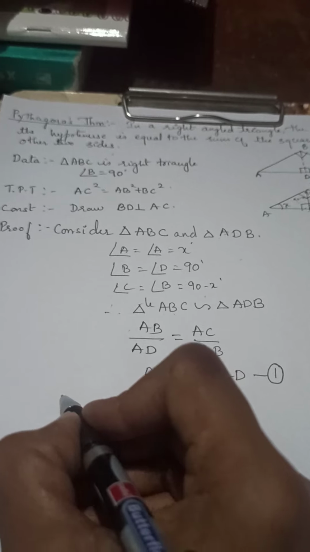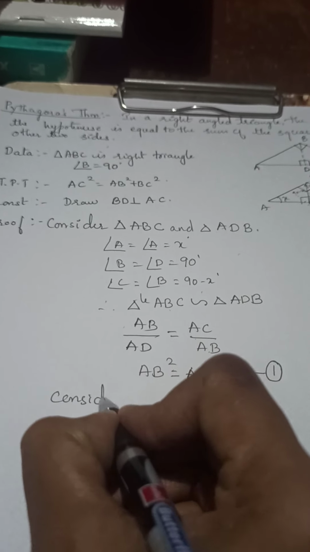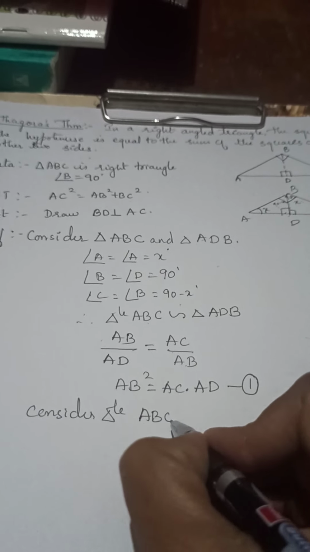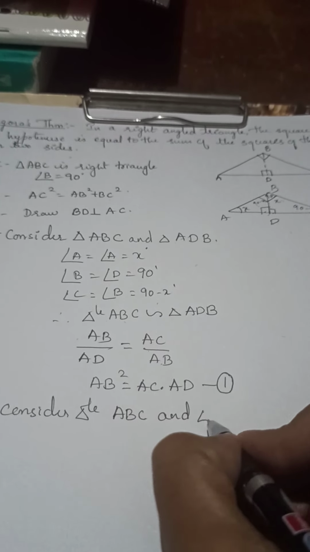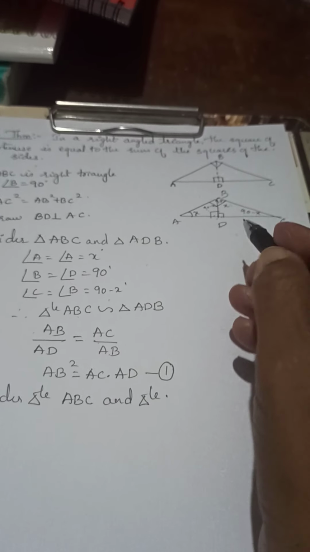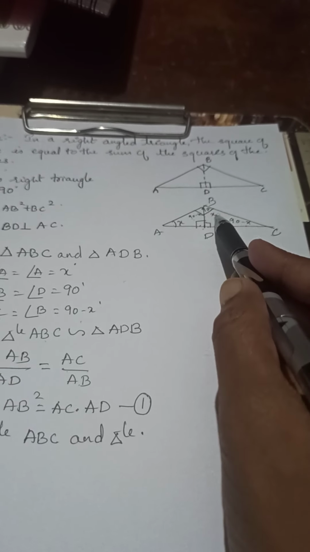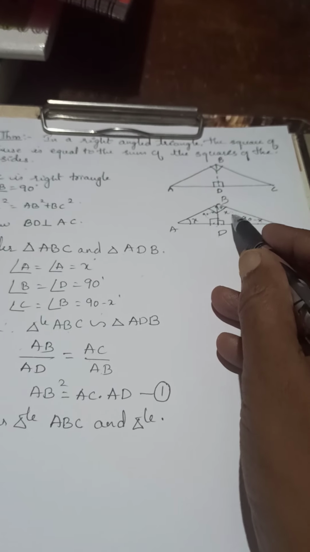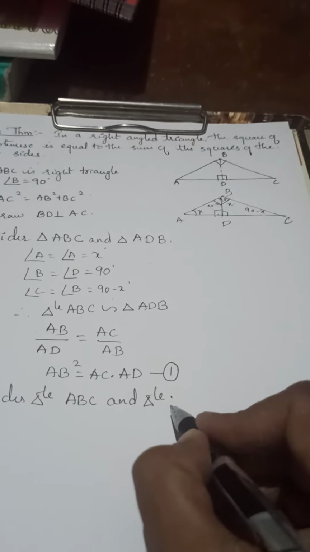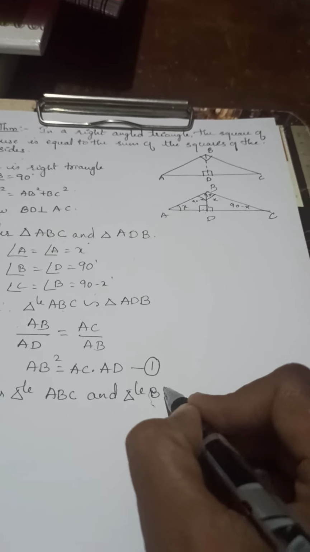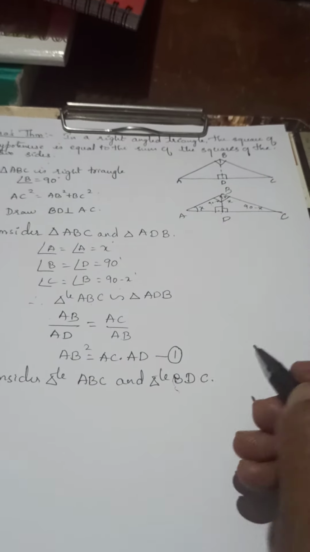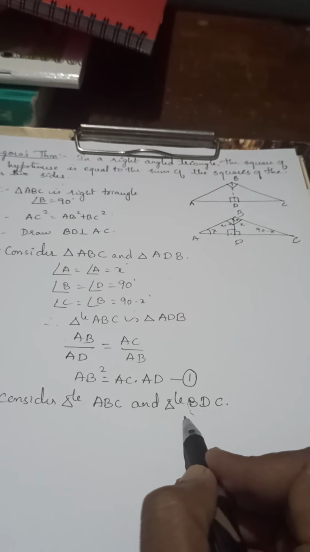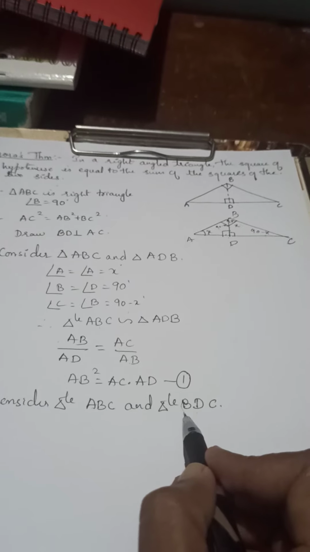Now consider triangle. Again I go to ABC and triangle. Now see here, angle A is x. Where is angle x here? B. So I will take here B, D and C. Remember, B and D are 90 degree. A and B, it is x.